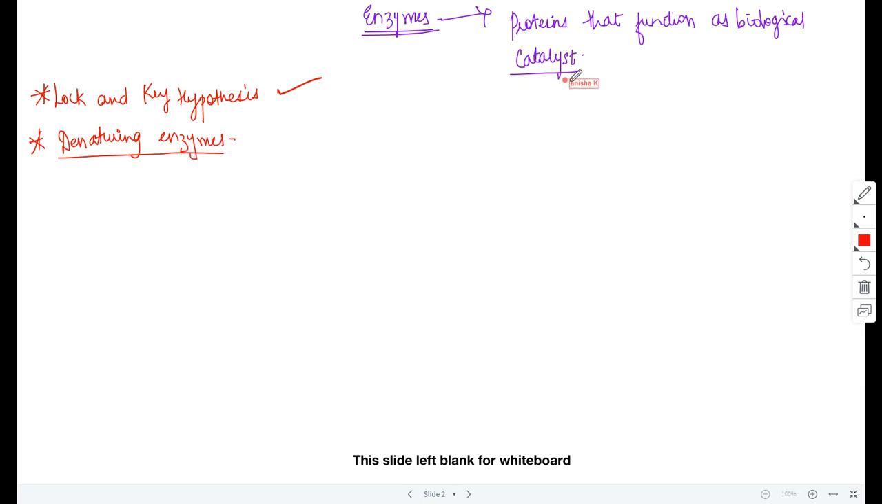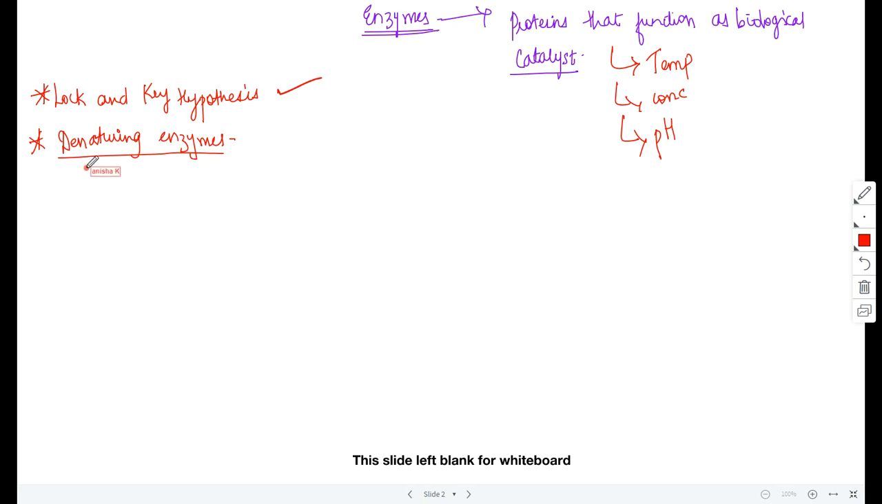Okay. Now, whenever we are carrying out a reaction, whenever there is a biological reaction happening, there are some factors which we have to see. That is temperature, concentration, and I think the pH level. Okay. Now, these three factors will work for the enzymes.